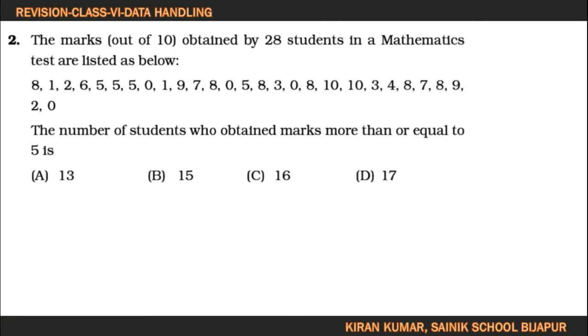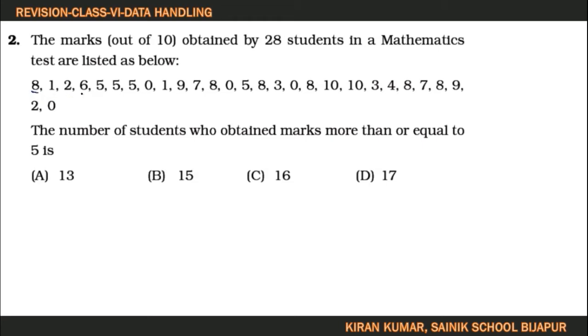Second question. The marks out of 10 obtained by 28 students in a mathematics test are listed as below. The number of students who obtained the marks more than or equal to 5 is. Here we need to identify the number of students who have scored the marks more than or equal to 5. So let me highlight or underline those numbers which are 5 or more.